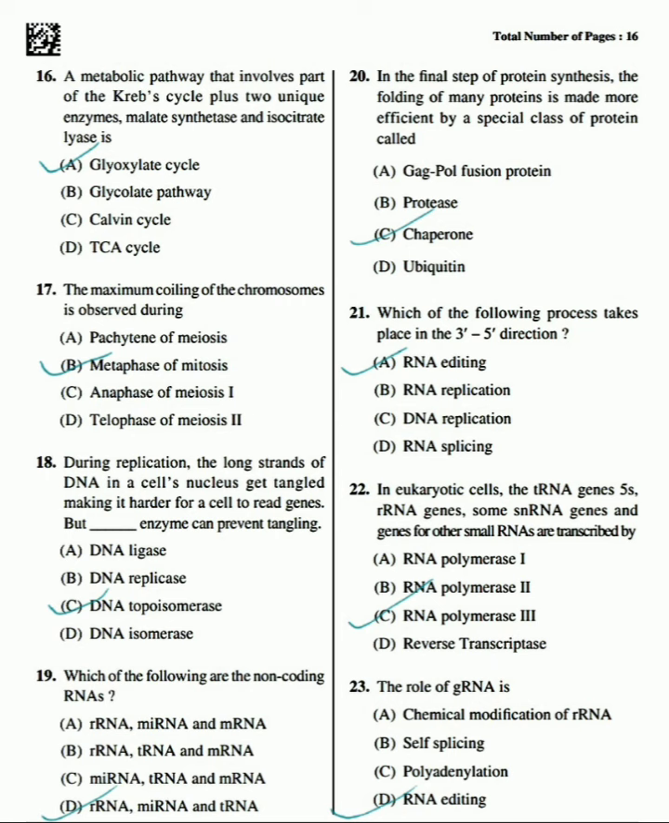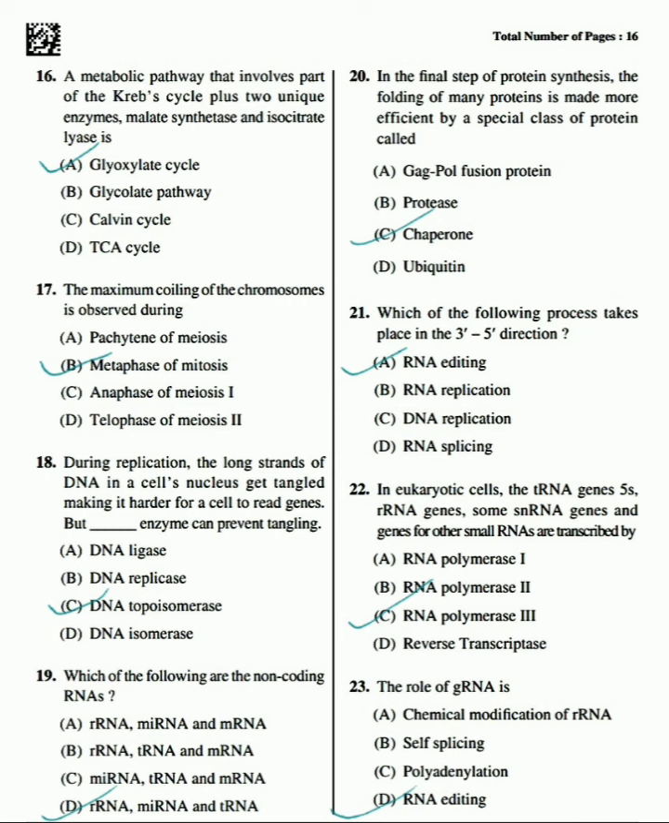Next question, the maximum coiling of the chromosomes is observed during prophase of meiosis. No. Metaphase of mitosis, absolutely correct. Maximum coiling occurs, that is why they look dark colored, short and condensed. And then anaphase of meiosis, no. Telophase of meiosis too, no. So our correct answer is metaphase of mitosis.